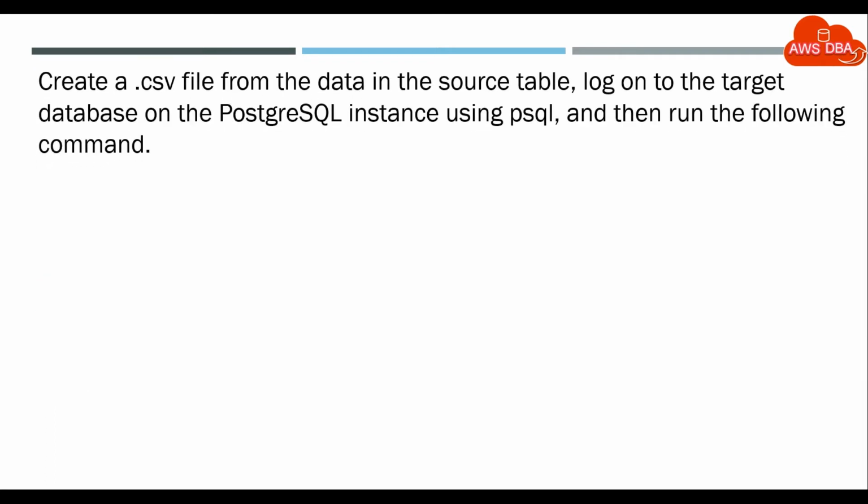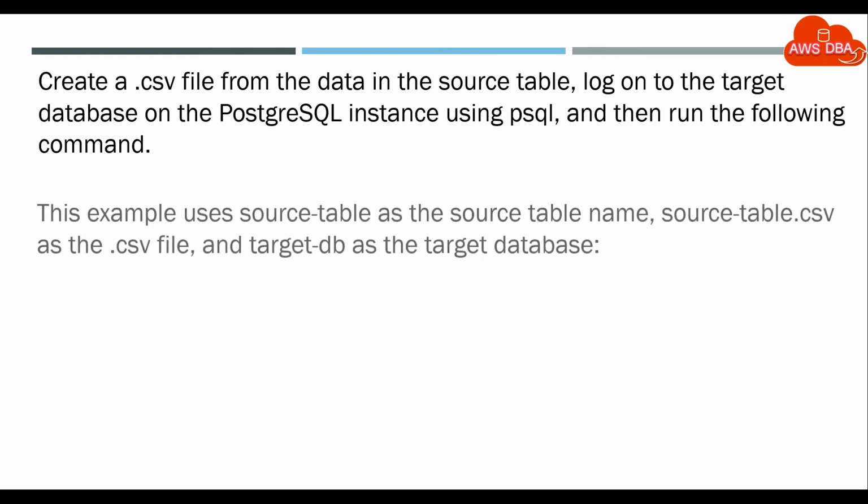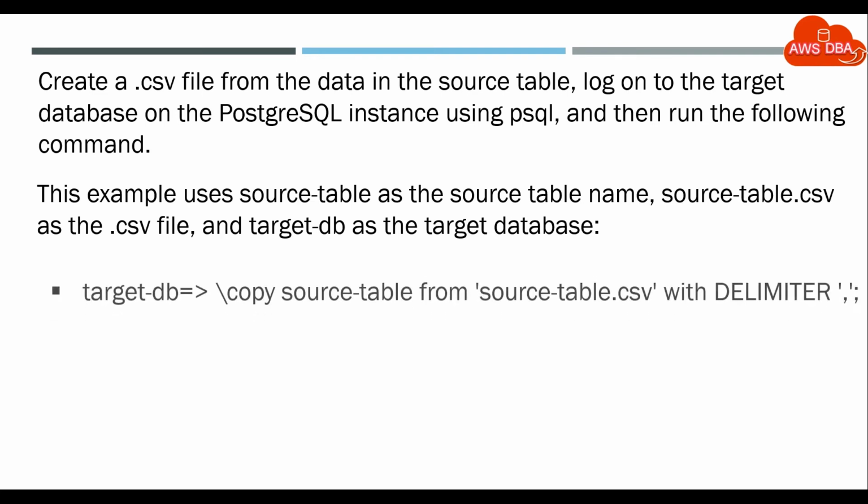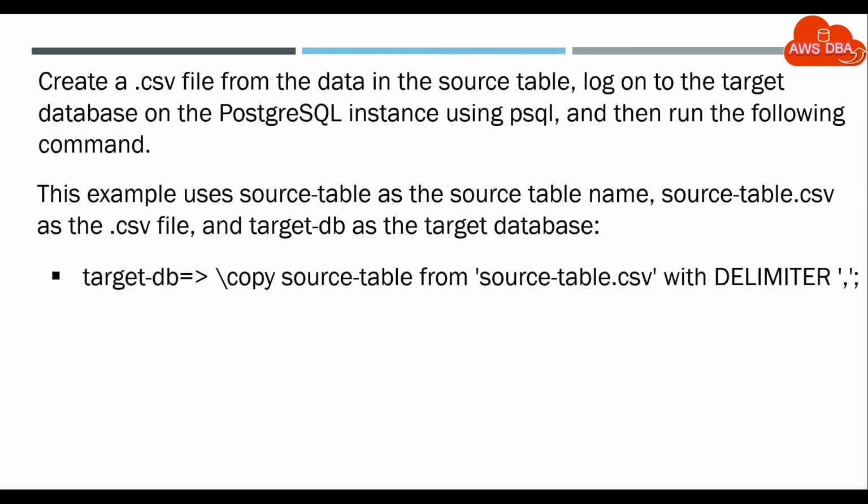Create a CSV file from the data in the source table, log on to the target database on the PostgreSQL instance using psql, and then run the following command. This example uses sourceTable as the source table name, sourceTable.csv as the CSV file, and target-db as the target database. target-db=> \copy sourceTable from sourceTable.csv with delimiter ','.